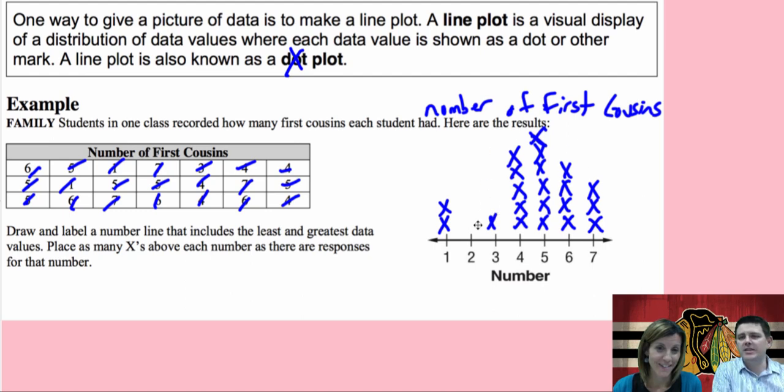Notice there's some easy things you can kind of figure out. We can kind of notice there's a lot of data that fell right between 4 and 5. That's where most of them are. The range is easy. 7 minus 1 is 6, so it's not spread out. The mode is easy to recognize. It's the tallest stack, so our mode would be 5. So a line plot is a great way to organize the data in a visual way that we can kind of see all the different parts to it.